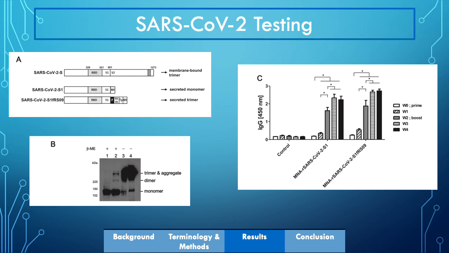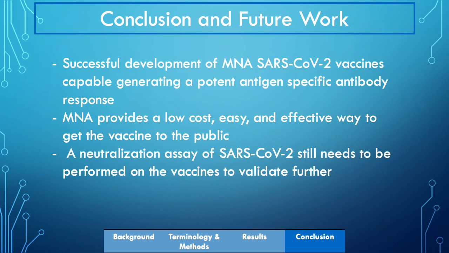In the paper, you can go look, and they have kind of a layout of what they're going to do next and everything, and I'll kind of discuss that here in a minute. So the conclusions and some future work. It's the successful development of an mRNA SARS-CoV-2 vaccine capable of generating a potent antigen-specific antibody response.